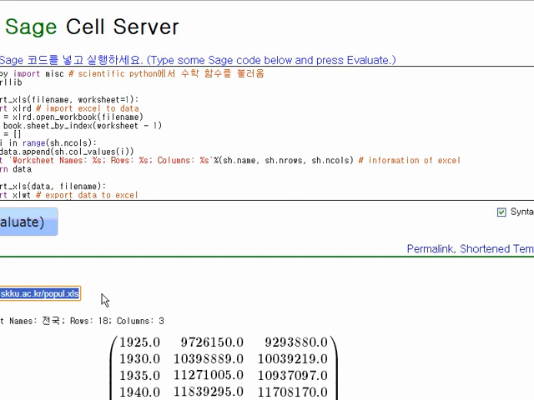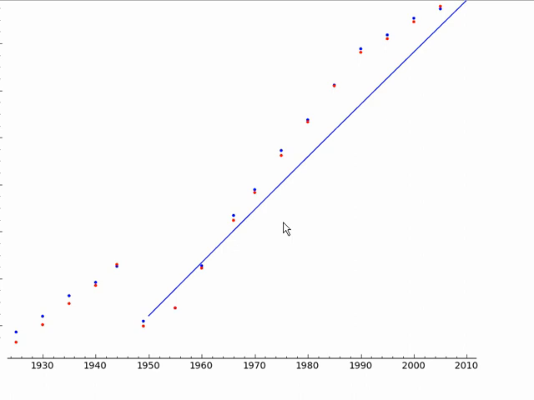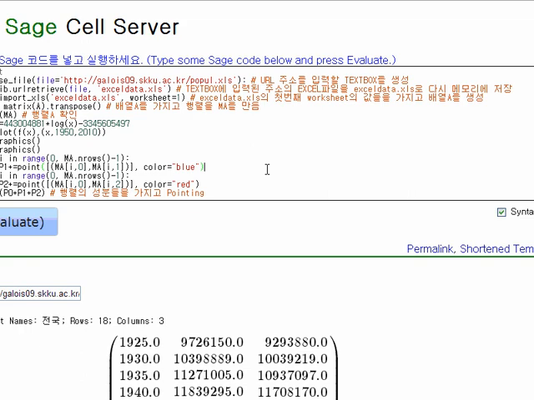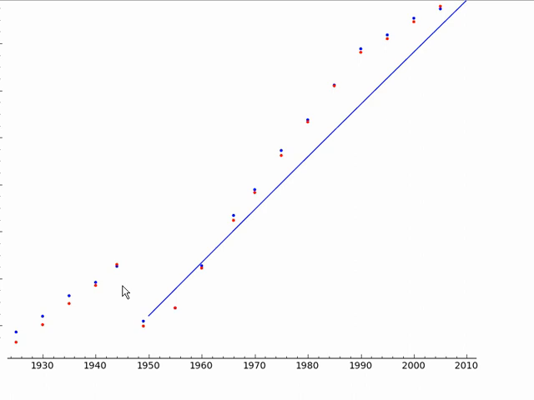Excel files can be simulated in Sage without much difficulty. So you don't have to install any software to do simulation on this. This gives us how the situations change as time changes.